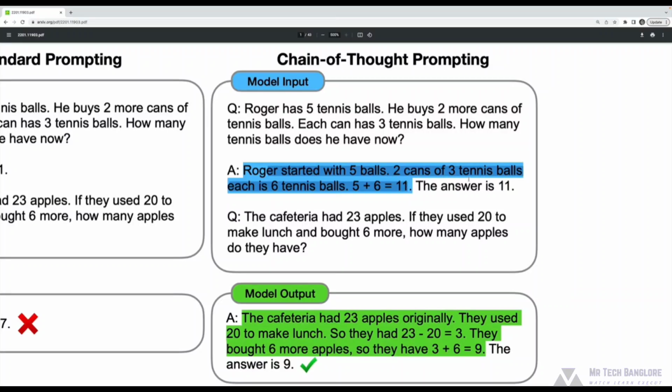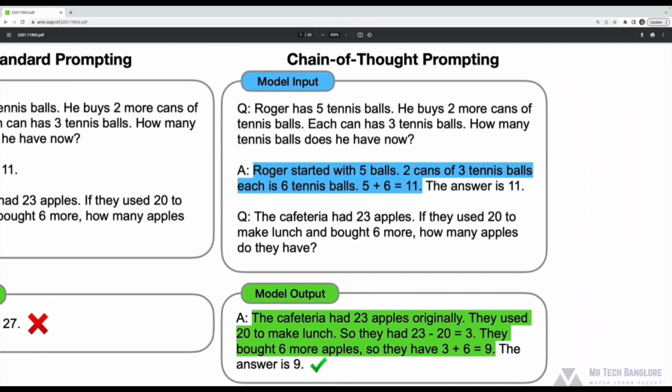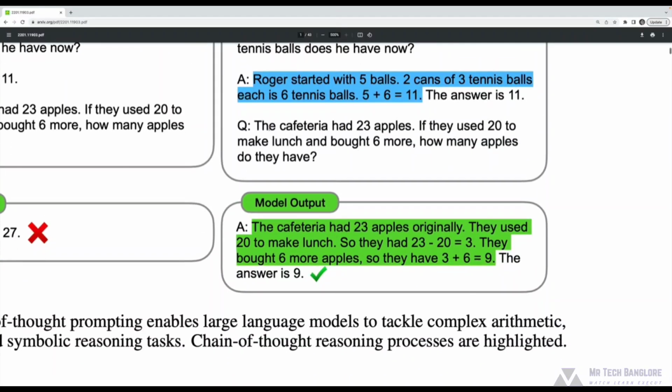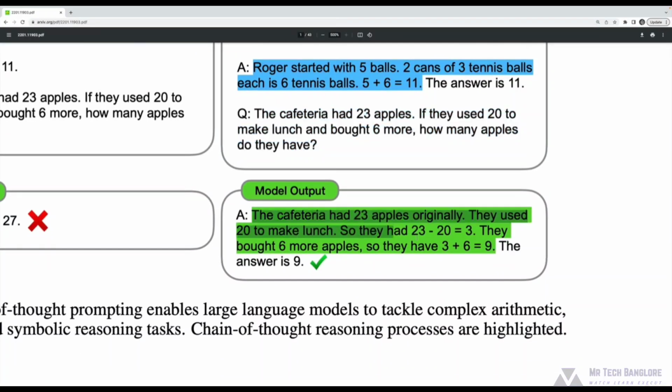It starts with a question and then an answer. So this is a one-shot prompt, right? There's an example. Here's a question, here's a corresponding answer. But instead of just saying the answer is 11, the answer now says the answer is 11, but it also has an explanation of the reasoning, a step-by-step thought process. Roger started with 5. 2 cans of 3 tennis balls means you have 6. 5 plus 6 equals 11. And then we can prompt it for the next step. And it continues with this chain of thought process where it actually provides the reasoning.